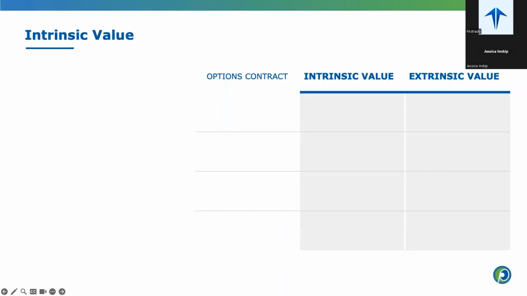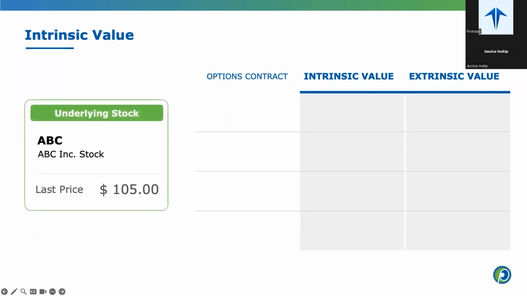So let's drive home intrinsic value. ABC is now at $105 per share. And let's look at a 95 strike call that has 30 days left until expiration, and it's trading at $12. Well, the intrinsic value of that's $10. Makes sense. I can execute my right to buy at 95 and immediately sell at the market at 105. So the difference of those two is $10 per share. The extrinsic value is just the difference, so $2.